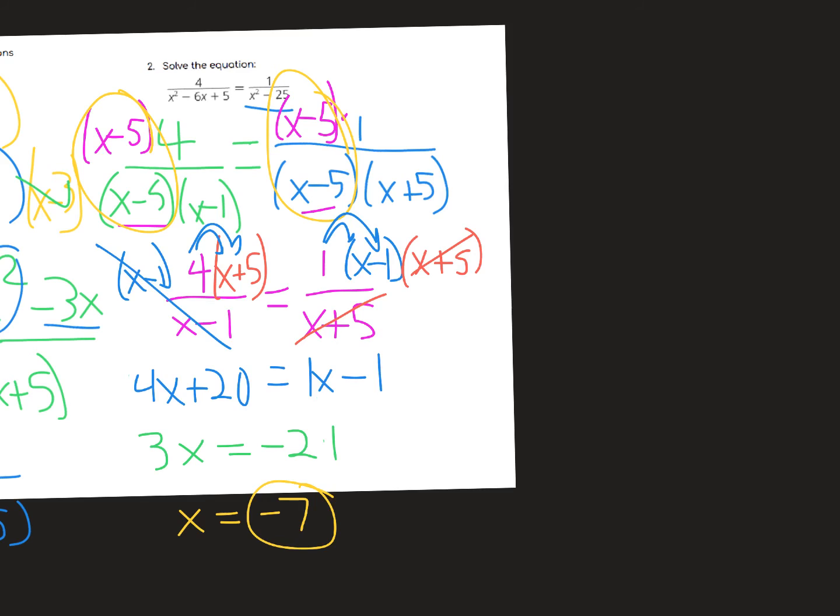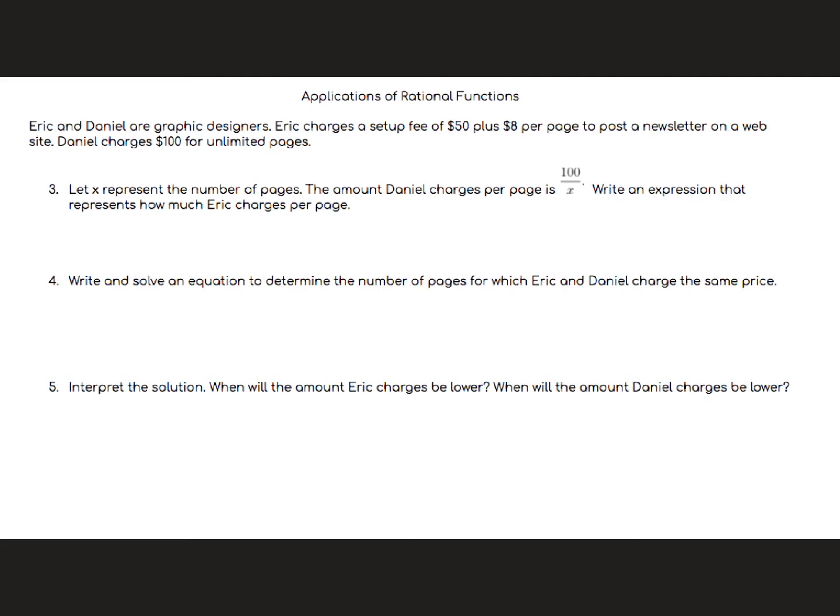Notice, I should have noted right here, x cannot be 5, negative 1, and negative 5. X cannot be any of those values. I should have noted it on the other one also. This is a 7, so we're okay. We didn't hit something that was not possible.